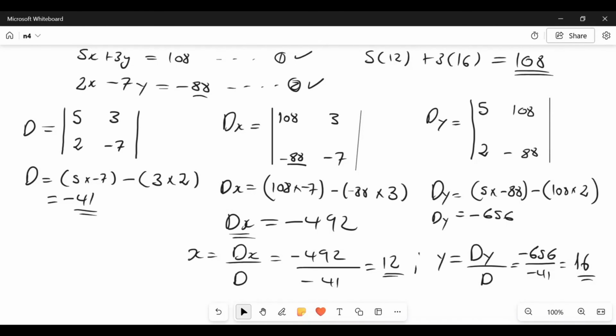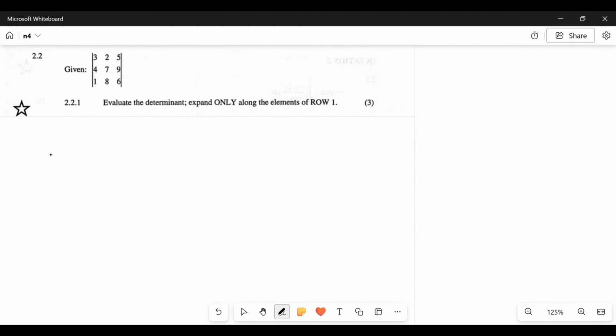Let's go and do the next question, which is 2.2. All right, here's our 2.2, guys. Now we are given the matrix here. I hope you can see it. This is a 3 by 3 matrix.